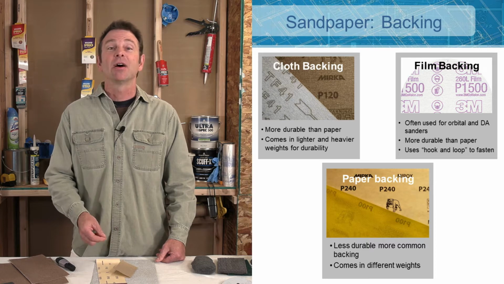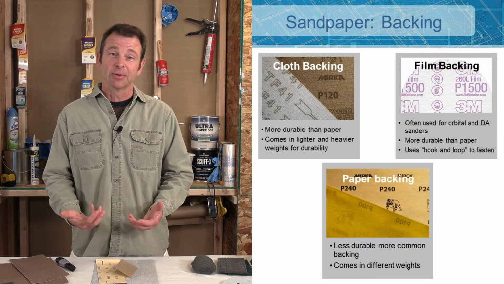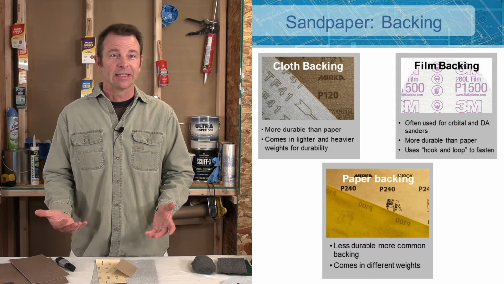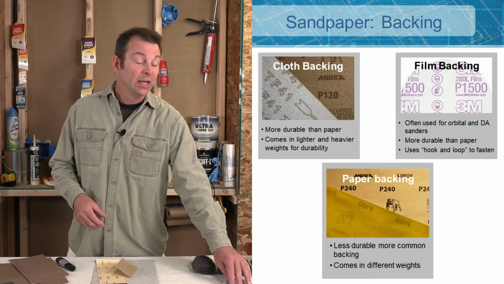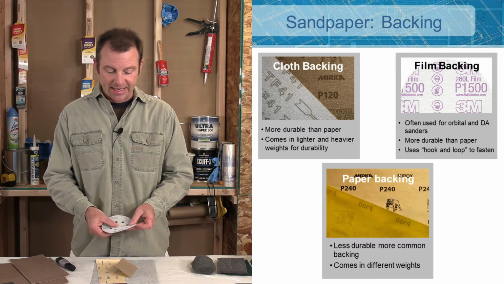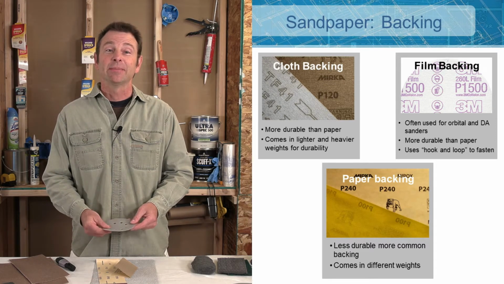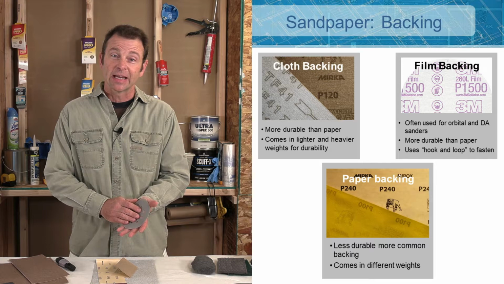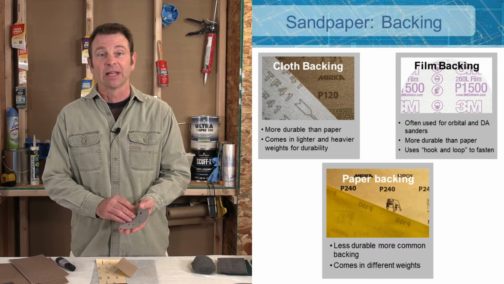You might see a cloth-backed piece of sandpaper. This is going to be a very durable and flexible version, not common for hand sanding, used on some power tools that we're not going to get into today. Or you might see a film backing. This one has a hook and loop on the back, which is basically Velcro, which allows it to be stuck onto a power sanding machine very easily, so it can be attached and removed and replaced.